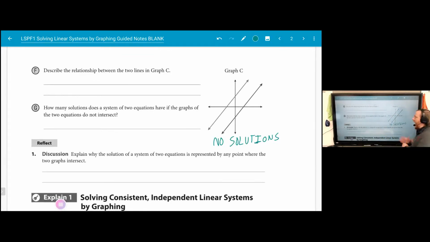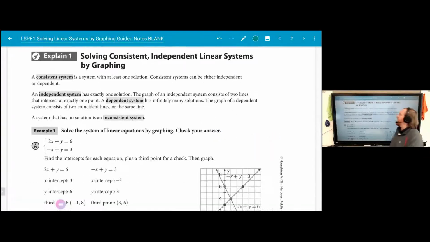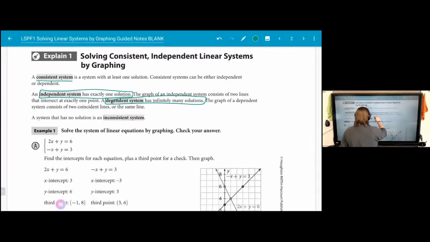Let's take a look at how to figure out if two lines cross or touch by graphing. Solving consistent, independent linear systems by graphing. A consistent system, bold words, is a system with at least one solution. Consistent can be either independent or dependent. Independent is our exactly one solution. I am independent and I am by myself, therefore I have one solution. Dependent would have infinite solutions. This is when it's the same line.